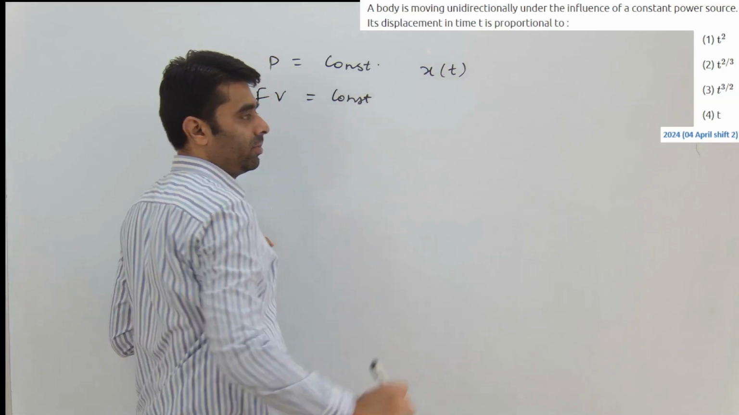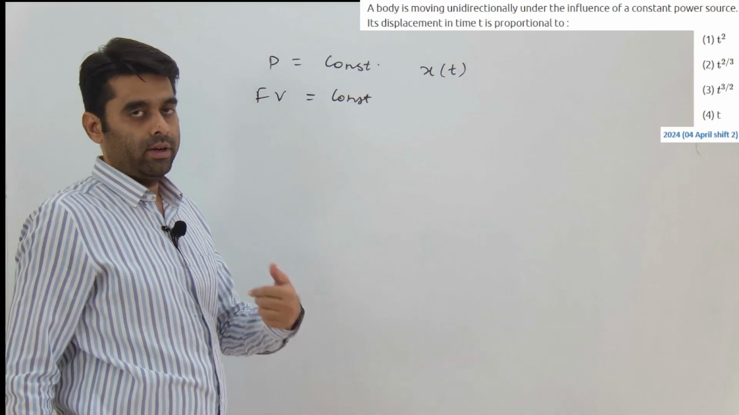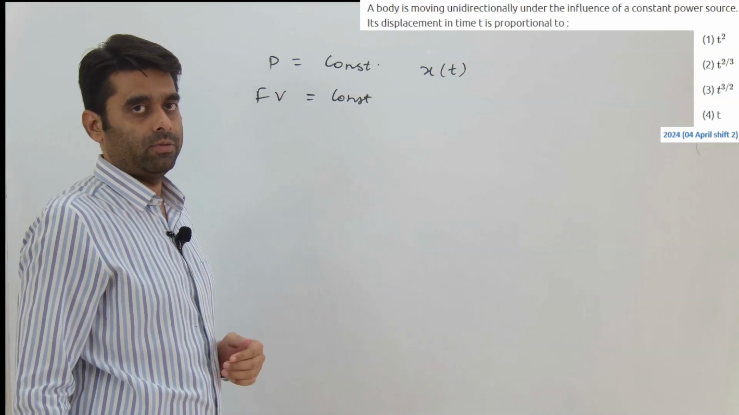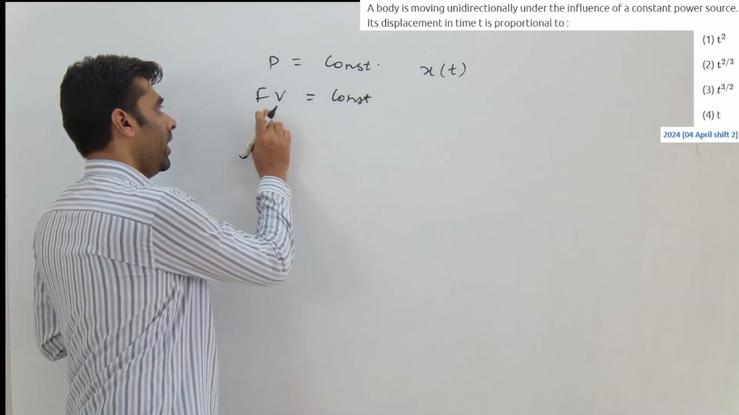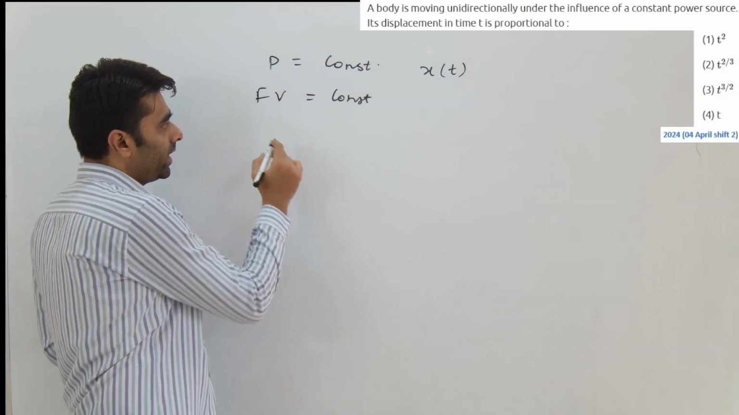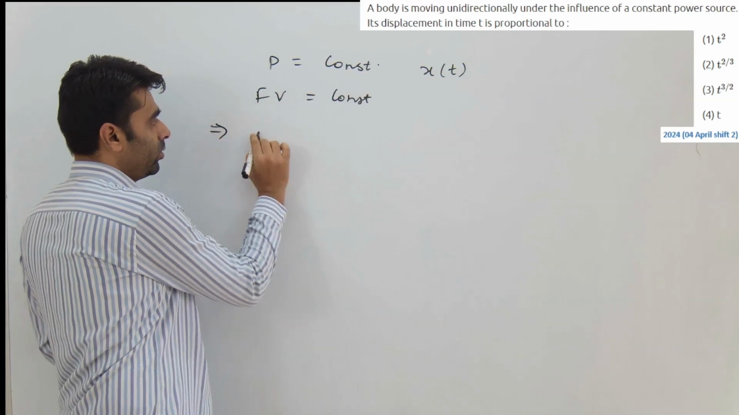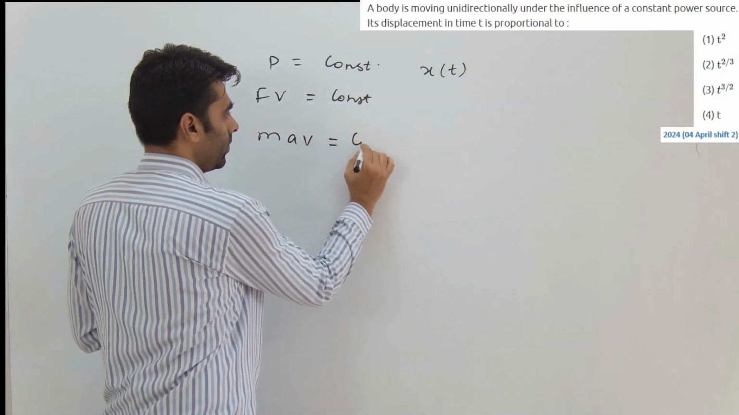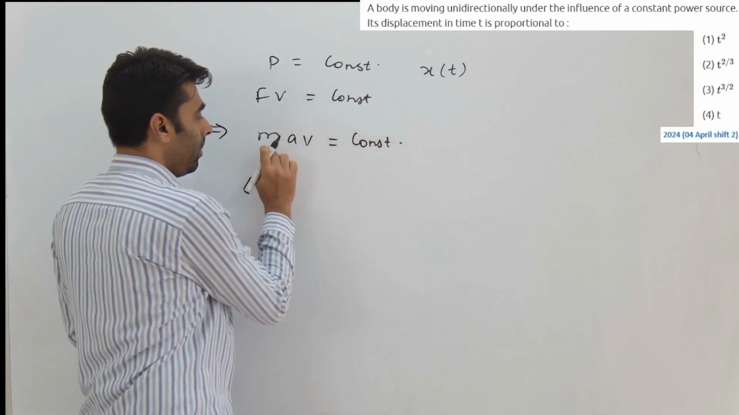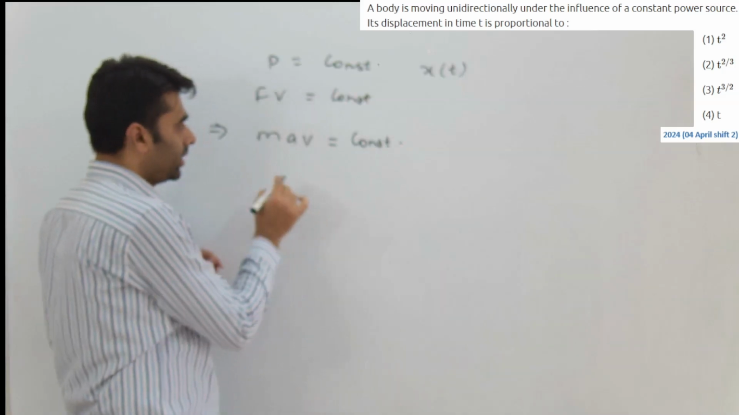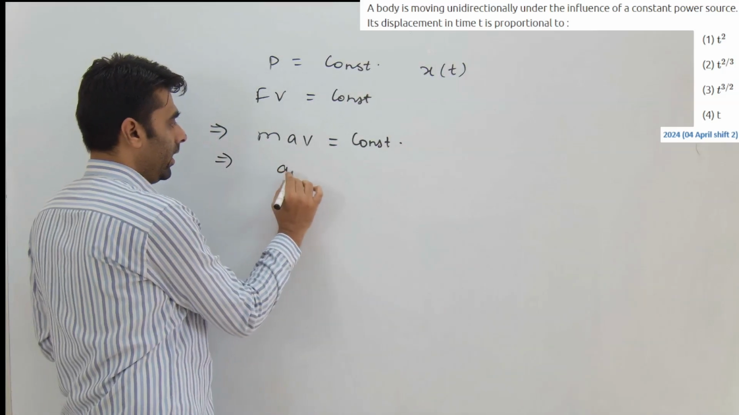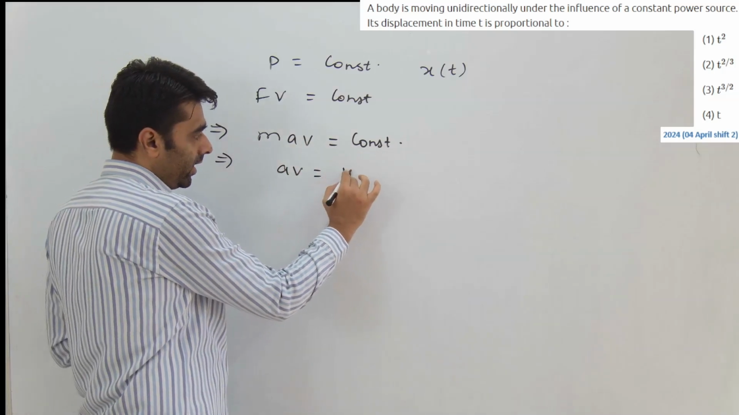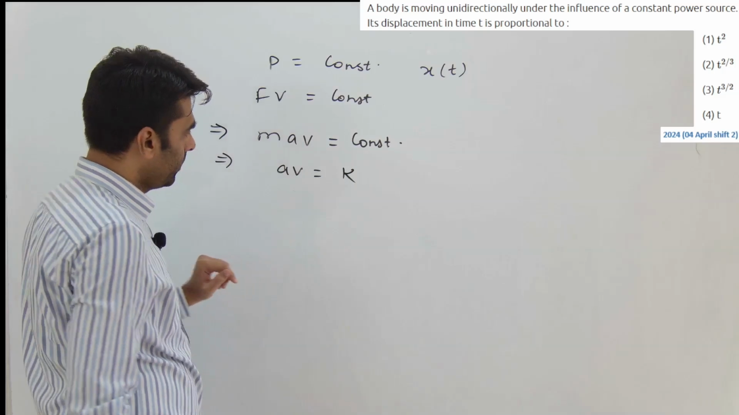What is the relation between your displacement and time, right? So basically what is the proportionality of x with respect to time? Fine. So F into V is constant. Force we can write as mass into acceleration. Mass into acceleration into velocity is constant. Mass, as we know, will remain constant. So we can write down A into V is, mass is also constant, so I am making it as K over here. K is a constant.